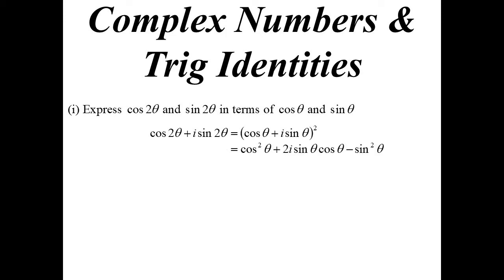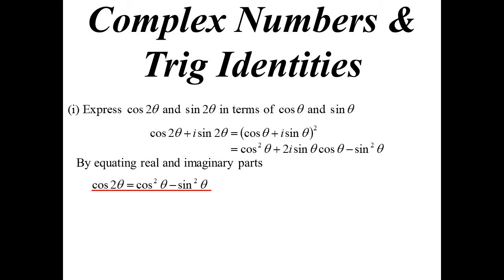Now if I expand the right hand side out, all I've got to do is equate the real and the imaginary parts, and we've got our trig identities. So if we look at the real part, cos 2 theta is cos squared minus sin squared, and sin 2 theta is 2 sin theta cos theta. So a very quick proof. But of course that idea can then translate to any power.